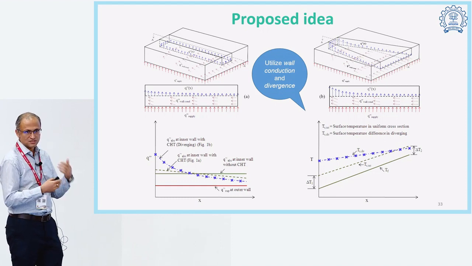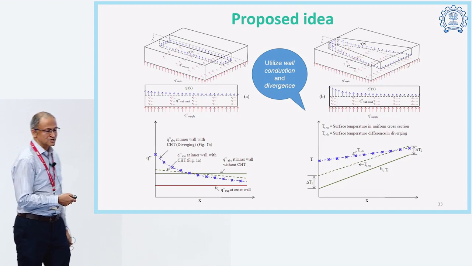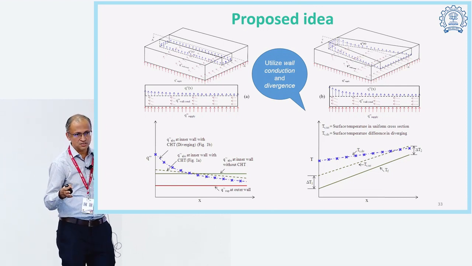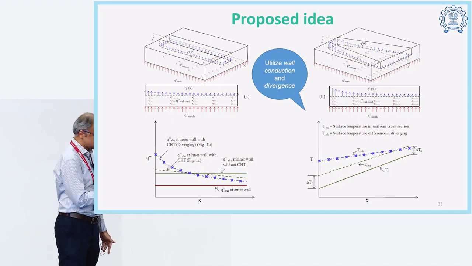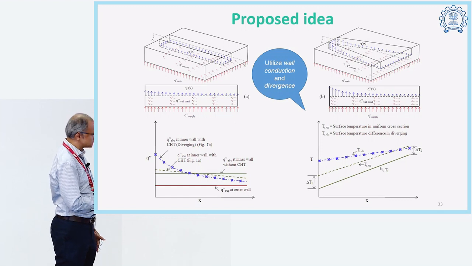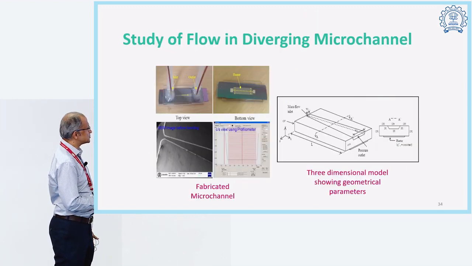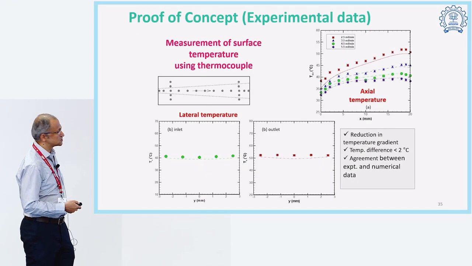For conduction, of course, you can change the thickness, you can change the material. But for the convection part, you can start changing the shape of the microchannel. This is what I will now get into. This is a very simple shape: let us say I go to a diverging passage and see what happens in there. This is a detailed experimental and simulation work that we did.